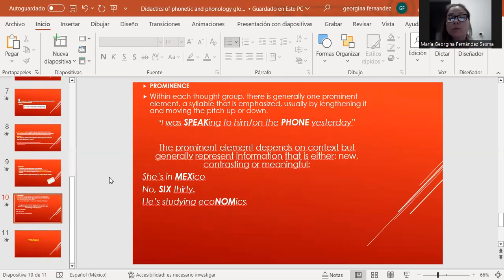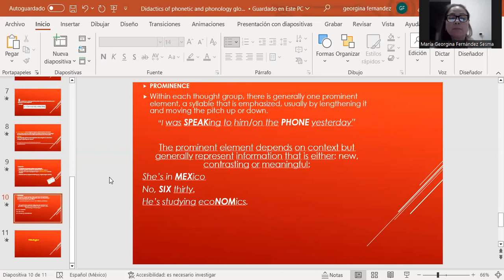The next term is prominence. Within each thought group, there is generally a prominent element, a syllable that is emphasized, usually by lengthening it and moving the pitch up or down. I was speaking to him on the phone yesterday. The prominent element depends on context, but generally represents information that is either new, contrasting, or meaningful.